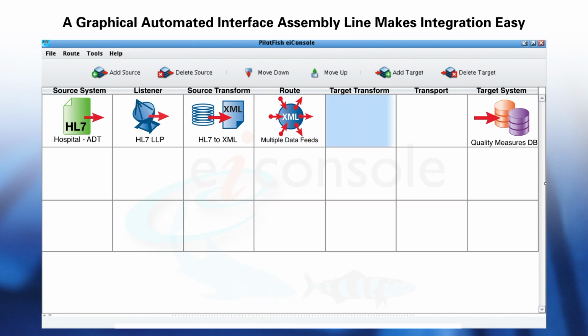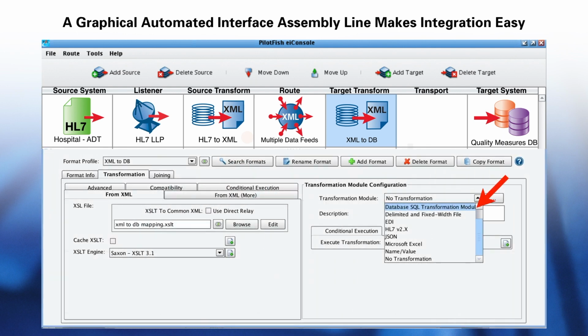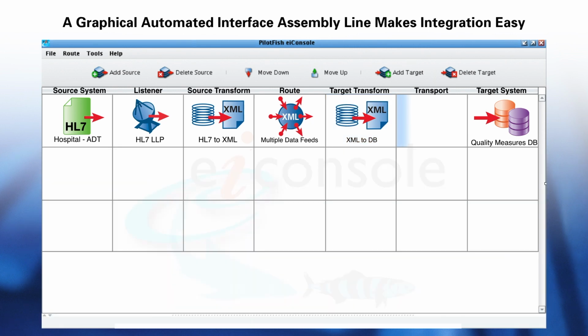In the target transform stage, you can perform transformations on your data to match what the receiving system requires. As with the source transform stage, you can select from built-in transformation modules to instantly read in your data, or use the EI console's data mapper to map your data to the target format. Next is the transport stage.